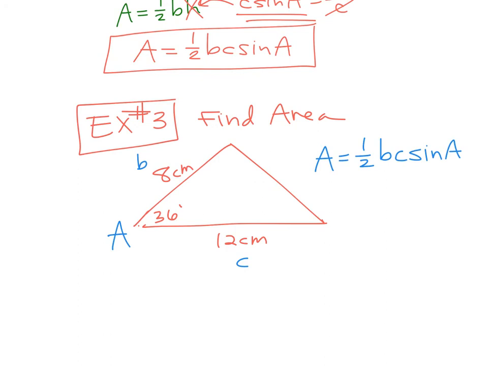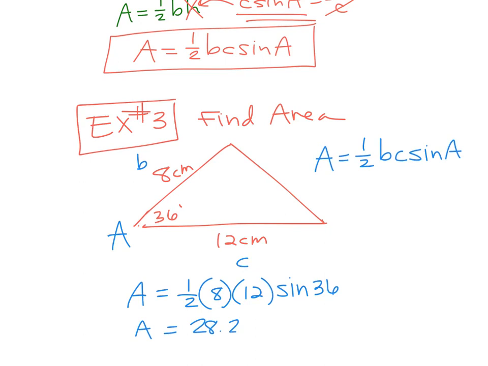Okay, how would we plug that in? 1/2 times what? What's B? 8, what's C? 12 times the sine of what? 36, right? You literally just plug that into your calculator and you're done. So you're gonna have SAS, you're gonna have B, C, and A, and you're just plugging it in, okay? So you just need to make sure that you know that you're using the SAS formula on this type of problem. So if you plug that in, your area comes out to 28.2 square centimeters.